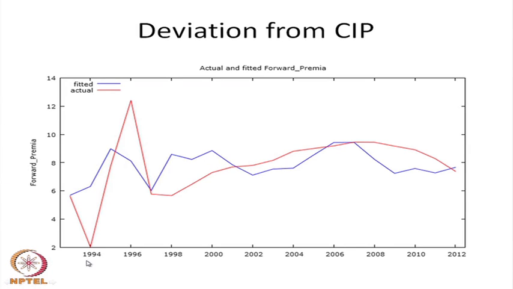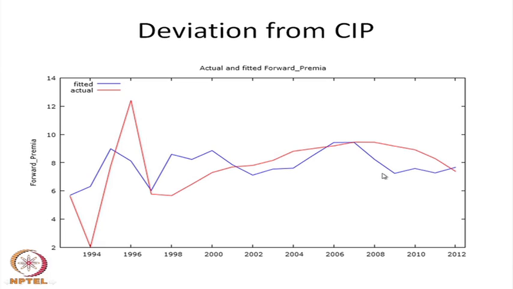If you see 1993 to 2000, up to 2002, the differential is quite high. That means covered interest parity does not hold in India. At the same time, the deviation from the parity is also quite high. After 2002, the deviation declines, and after 2007-8, the parity deviation is quite high because of the financial sector instability.